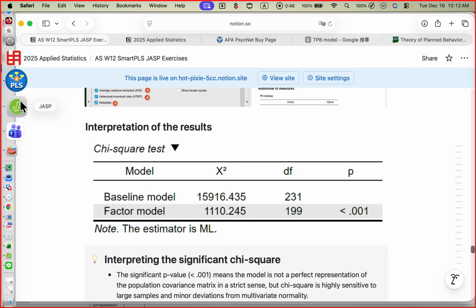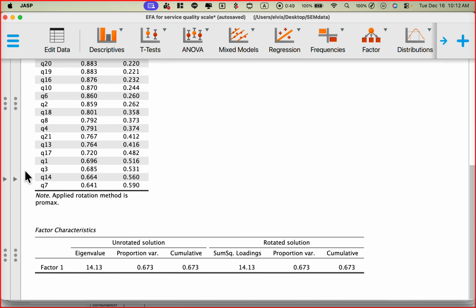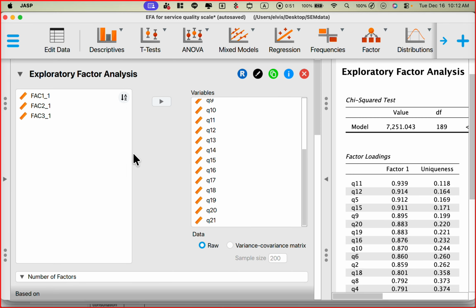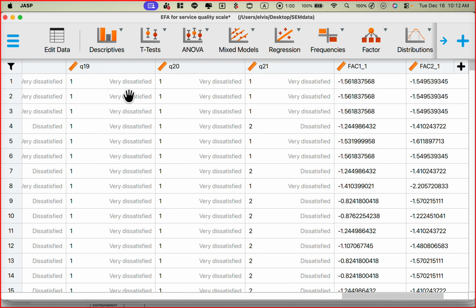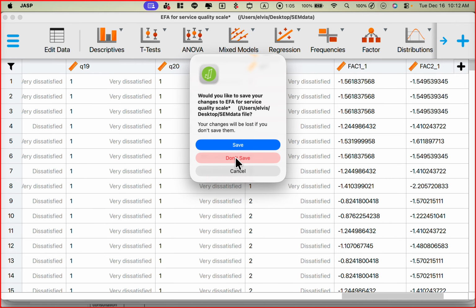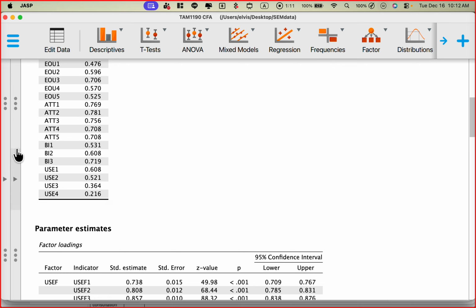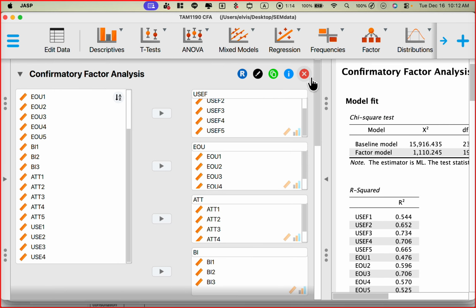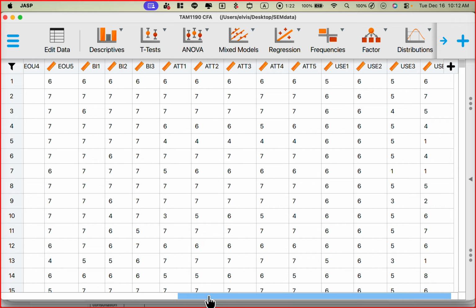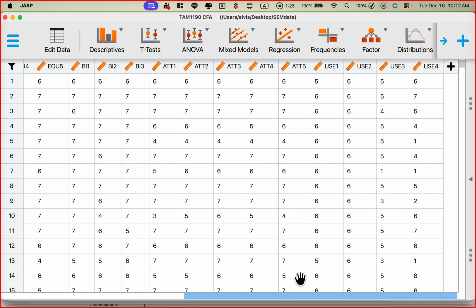Open the JASP again, and we can delete this one. We can delete this one. Now this one. Another one. Don't save. About this one. Yeah, this one. We can delete CFA. I already did it. So we use the same data set of TM. The same data set TM.